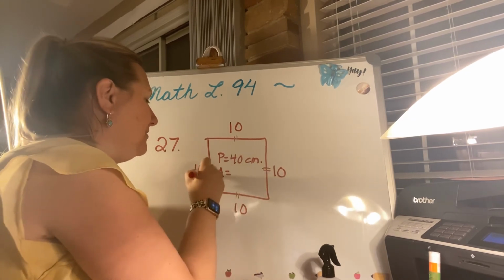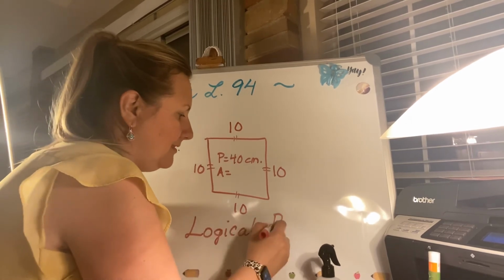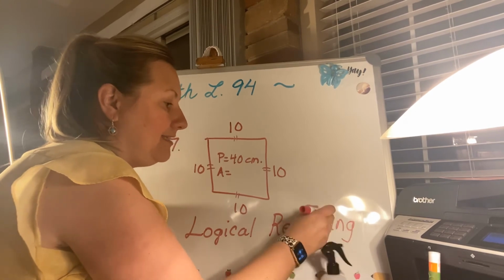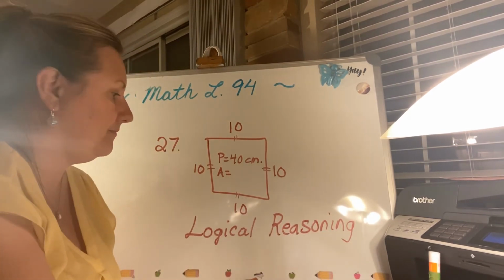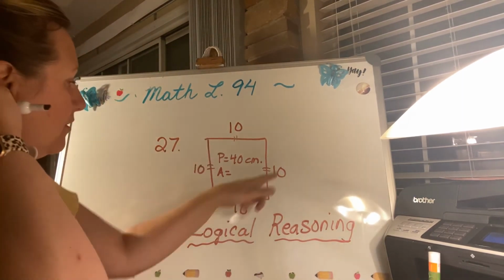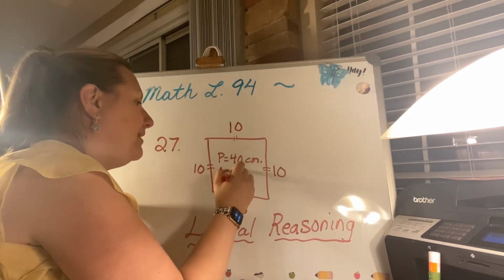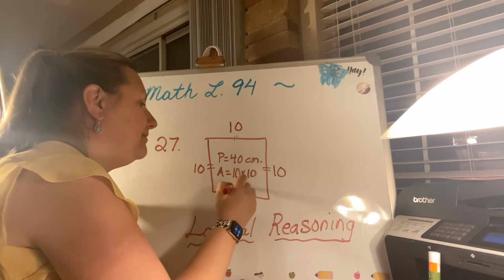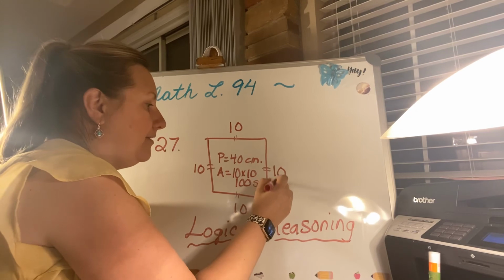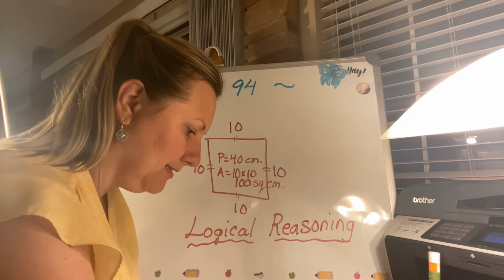So that's just that. This is where we use a little bit of logical reasoning, which is one of our strategies, right? Just like acting out the problem, etc. So we're going to use a little logical reasoning and say that these are all 10. Well, the area is a length times the width. So 10 times 10, which was 100 square centimeters. Okay, so that is number 27.